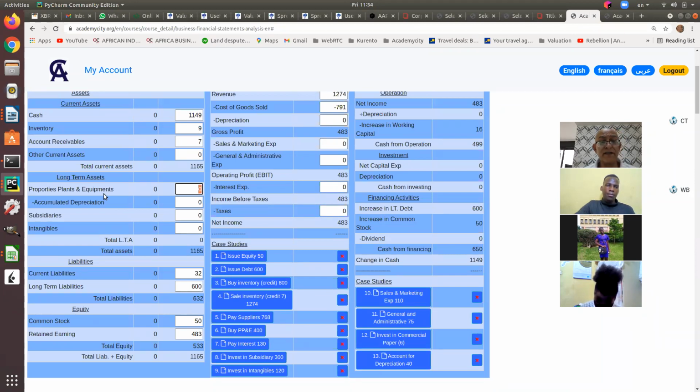In fact, next session, or the one after, we will see that we might specify which kind of property, plant, and equipment. Is it machinery? So we'll write machinery 400. If we bought a building, we'll write building 400, whatever we bought. So we'll give more detail.